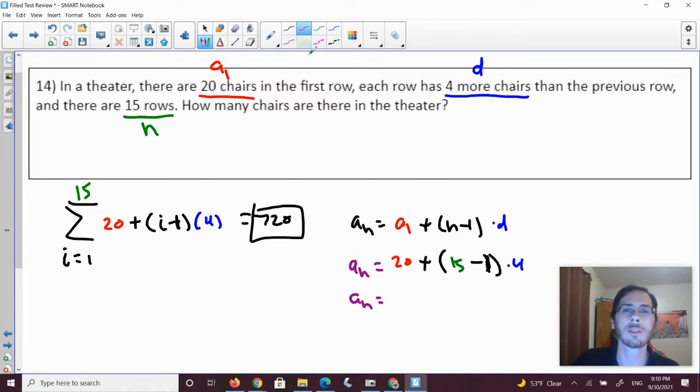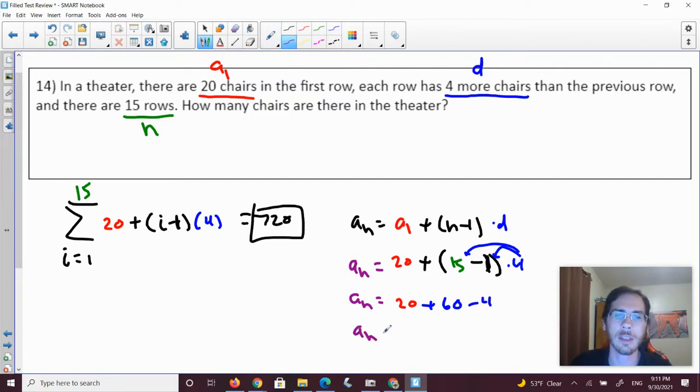So we're going to get 20. And I like to distribute, so I'm just going to distribute this 4 while I'm here. 15 times 4 is 60. 4 times negative 1 is minus 4. Oh, that makes it nice, because 20 plus 60 is 80. 80 minus 4, that's 76. So I know A sub n is 76.